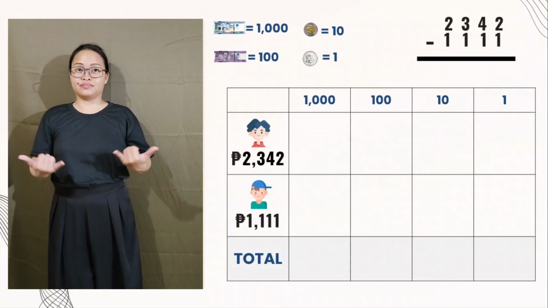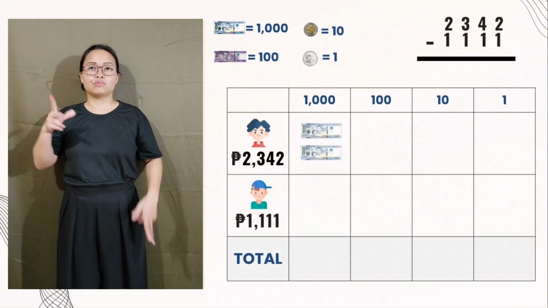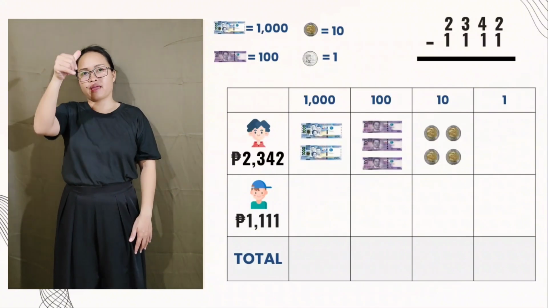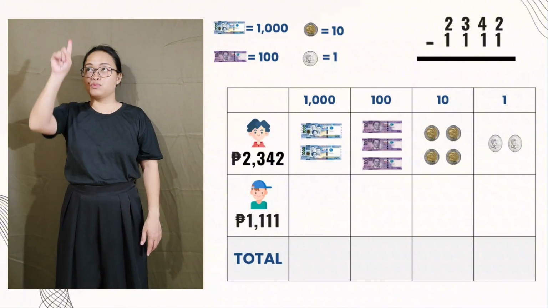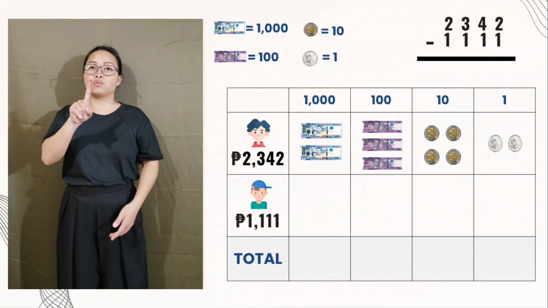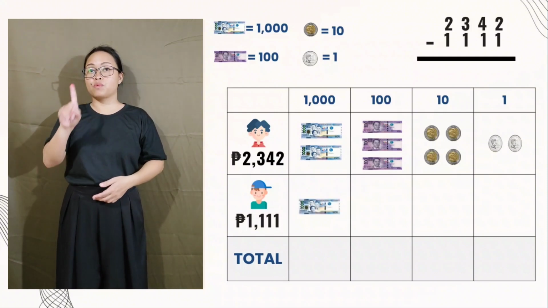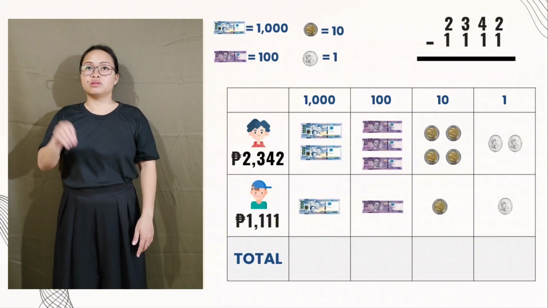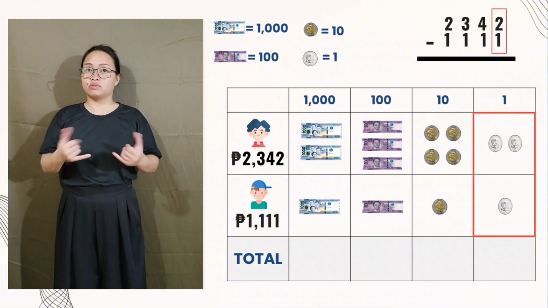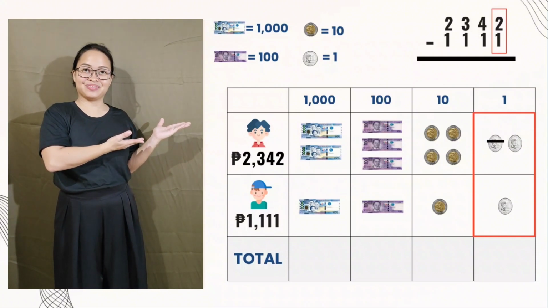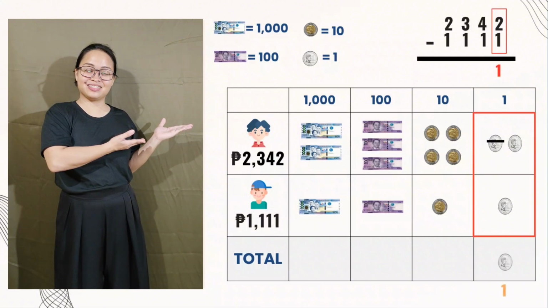Now 2,342 has 2 thousands, 3 hundreds, 4 tens, and 2 ones. On the other hand, 1,111 has 1,000, 100, 10, and 1 one. Now let's start subtracting in the ones place. So 2 peso coins minus 1 peso coin. Now we are left with 1 peso coin.